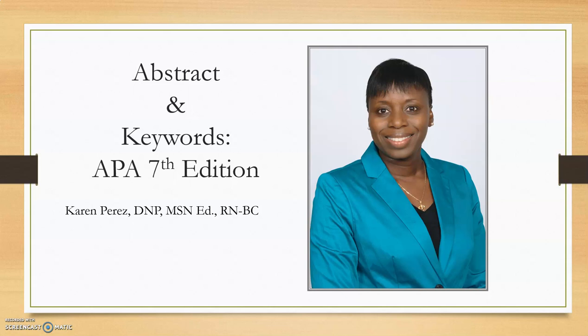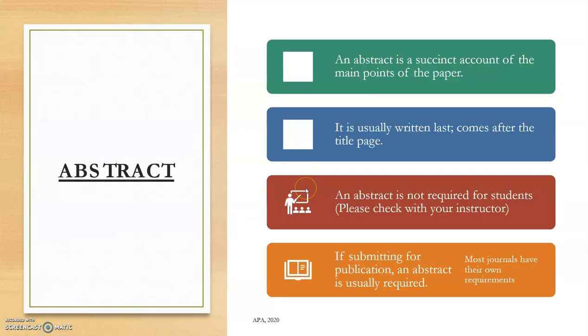This video will speak about the abstract and the keywords. An abstract is a concise account of the main points in your paper, and because of that, the paper is written first and then the abstract is normally written last, because you have to write the paper and then gather all the main points of the paper that you will use to format the abstract.